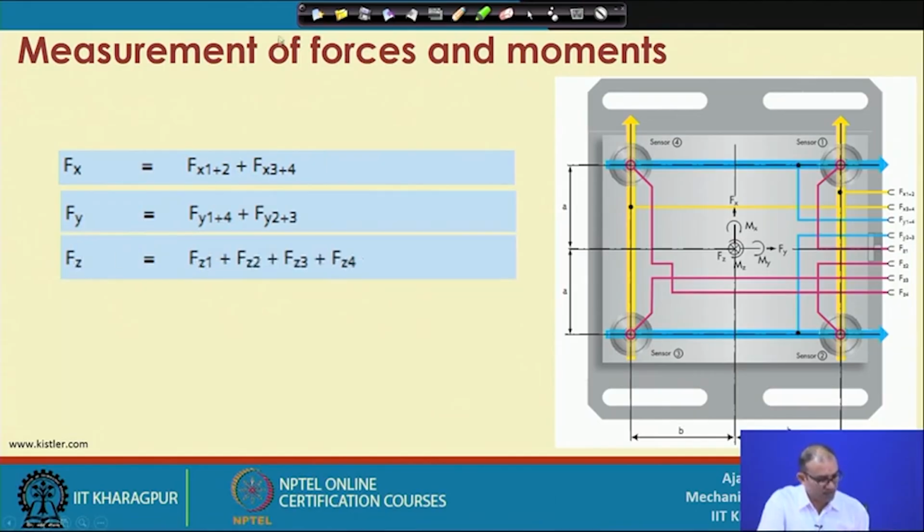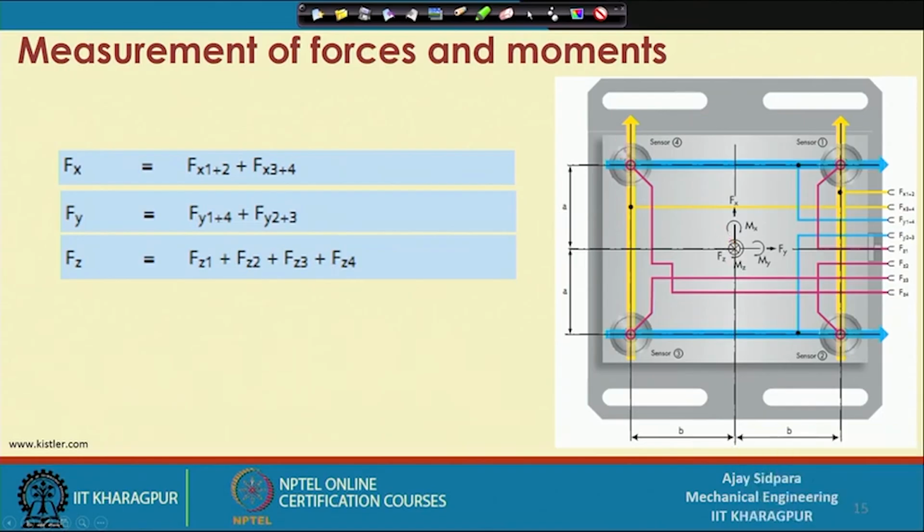Now, coming to Fz, that means we are loading from the top. When you are loading from the top, all these 4 force sensors will press simultaneously with the same reading. So we are directly summing Z1 plus Z2 plus Z3 plus Z4, because now all distances are the same from each other and all will be loaded with the same value. So it is a straightforward calculation.